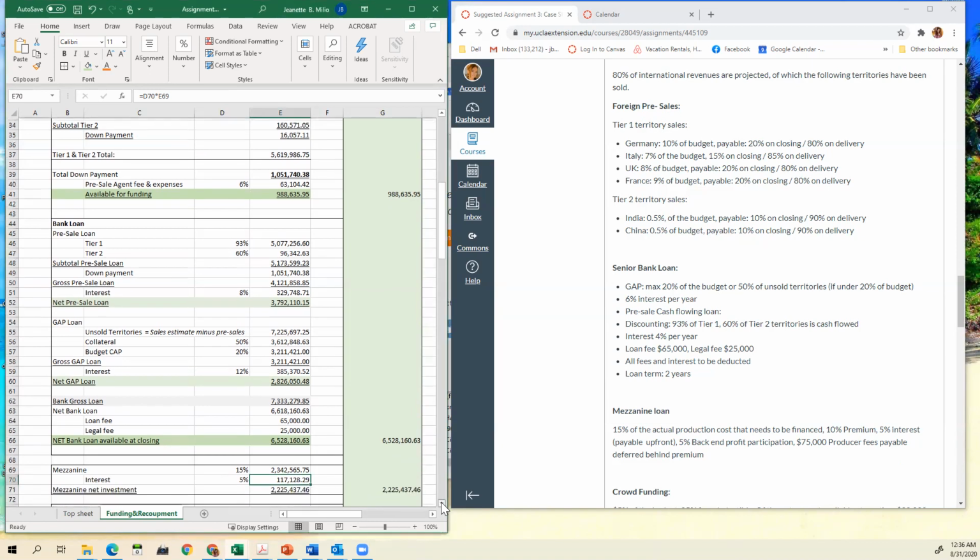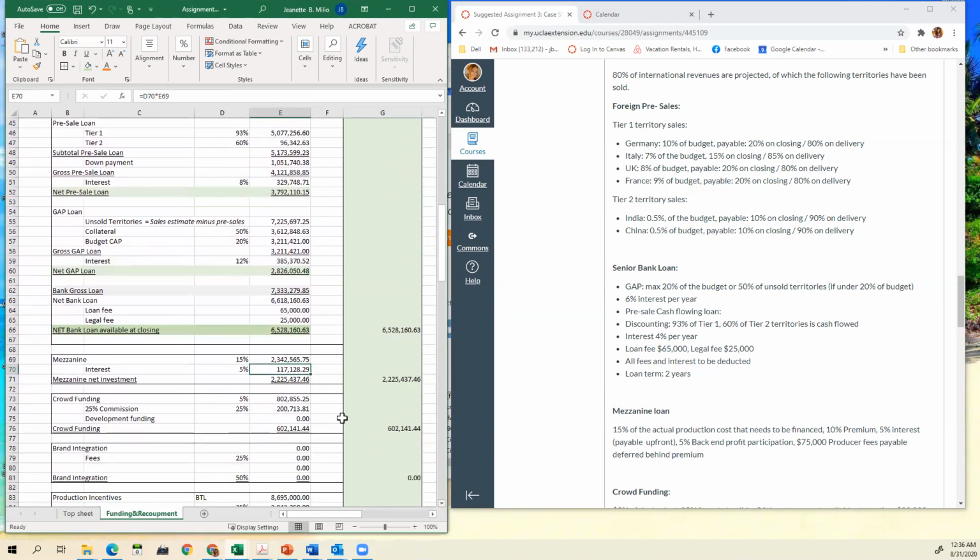So let's go down here a little more. And the interest was dictated to be 5%. So what we're getting then in the end is 2,225,437.46. So I'm going to make this green again. This is money that we will be having available for our movie, and that's why we put it here in our balance, so we know how much money we have raised.